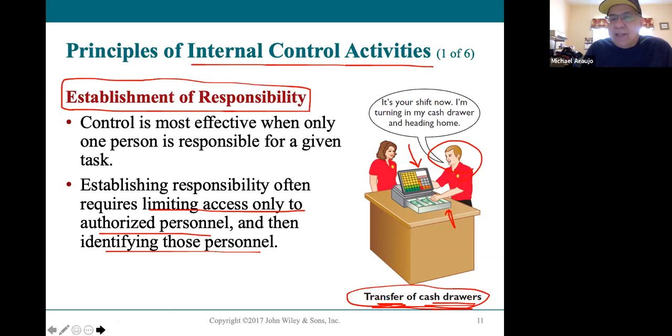Has this happened to anybody? Has anyone worked at a place where you had your own drawer?